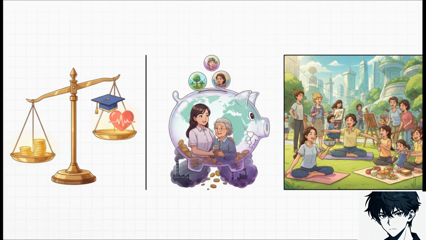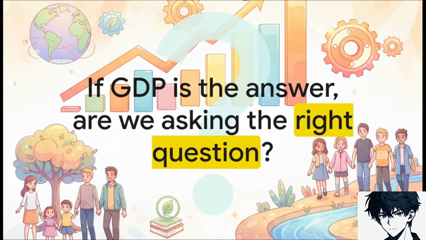Then there's the Genuine Progress Indicator, which is even more radical. It starts with GDP, but then it subtracts the costs of things like pollution and crime, and it adds the value of things like volunteering. Other new ideas like gross domestic well-being try to skip measuring production altogether and focus directly on what actually makes life good for people.